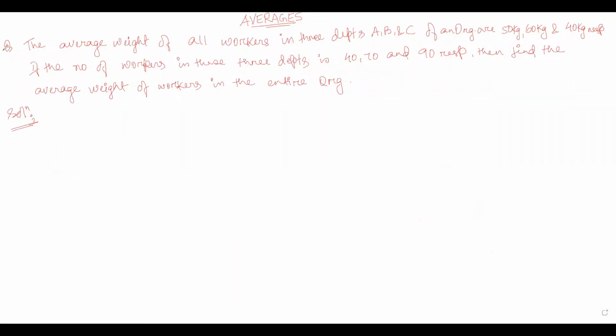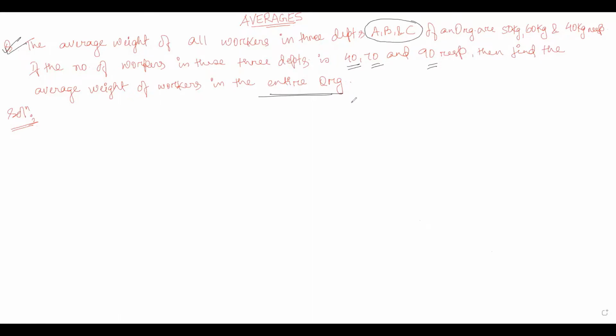Okay, so now let us see this question. The average weight of all workers in 3 departments A, B, C of an organization are 50 kg, 60 kg, and 40 kg respectively. If the number of workers in these 3 departments is 40, 70, and 90 respectively, then find the average weight of workers in the entire organization. That means we need to find the average weight of workers in these three departments together.